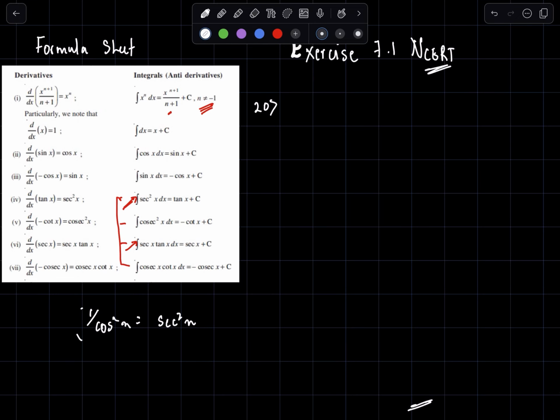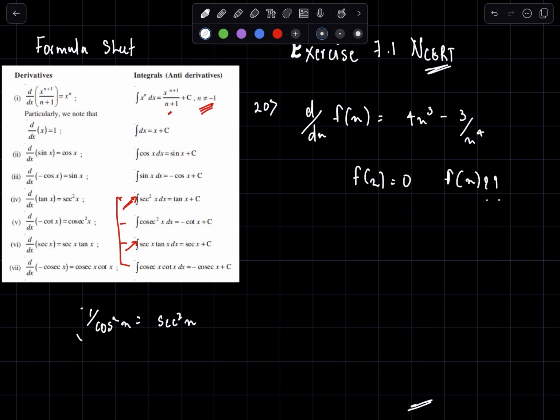So if d/dx of f of x, the differential of f of x, is equal to 4x cubed minus 3 divided by x power 4, such that f of 2 is equal to 0, then you have to find f of x.